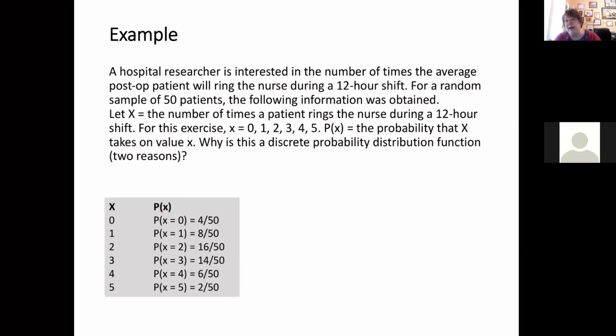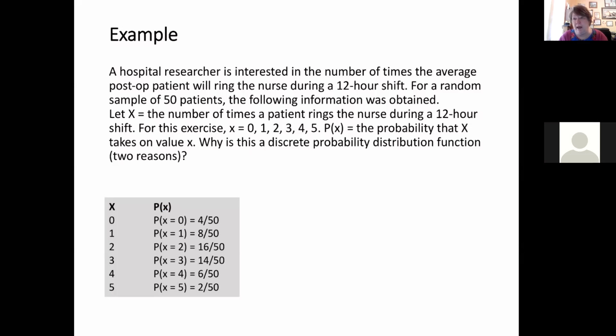What's the probability that the random variable takes on 2? Well, again, out of these 50 patients, there were 16 of them that rang for the nurse twice. What's the probability that they rang the nurse 3 times, that the random variable takes on the value of 3?